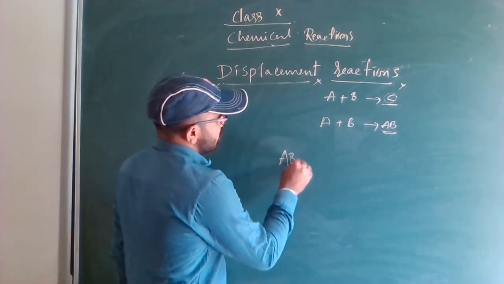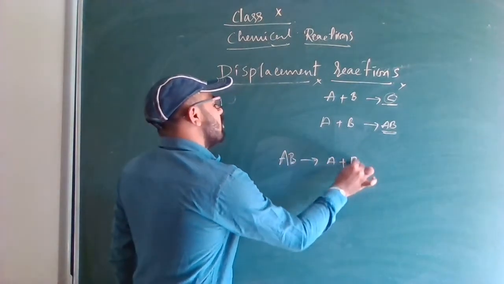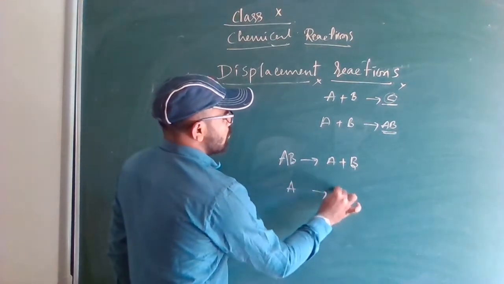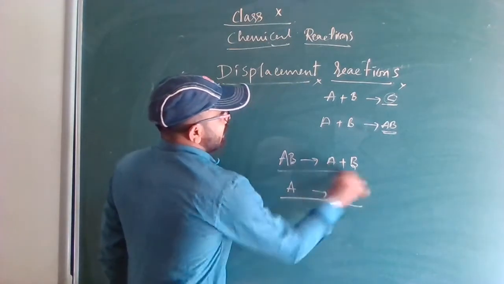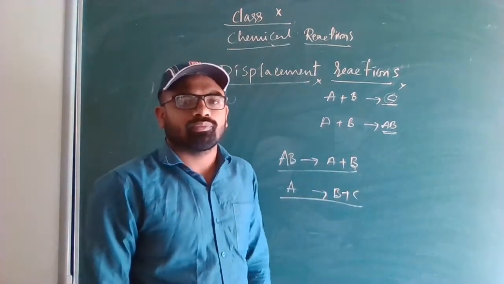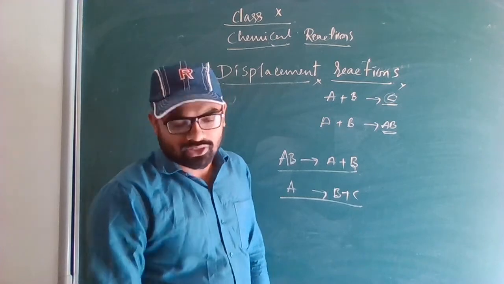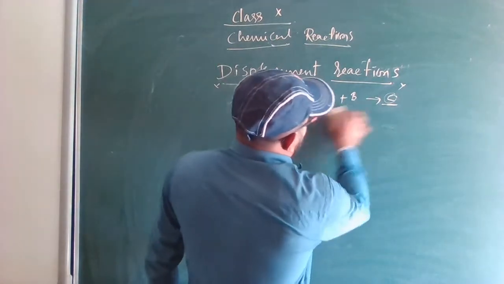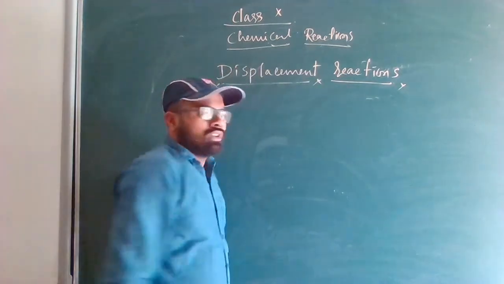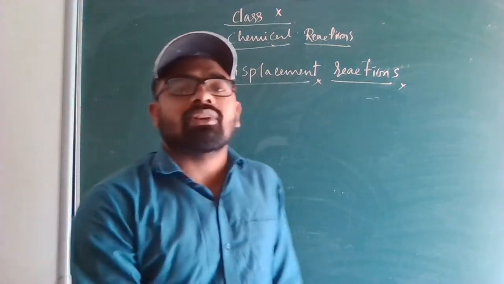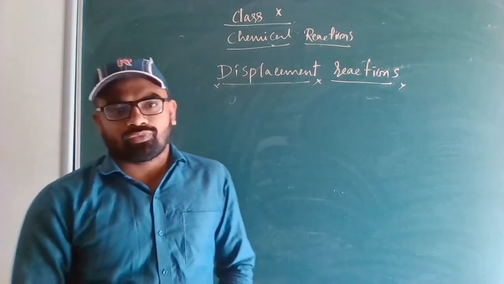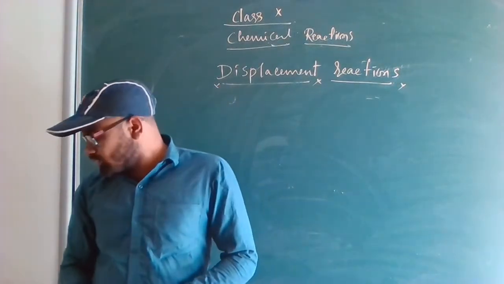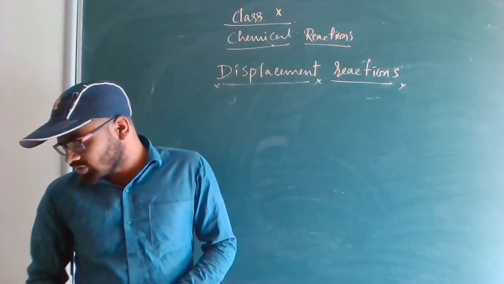Suppose AB dissociates to form A plus B, or A dissociates to form B plus C. These kinds of reactions are called decomposition reactions. So now we have seen examples of combination reactions as well as decomposition reactions. Now in this class we are going to discuss displacement reactions.